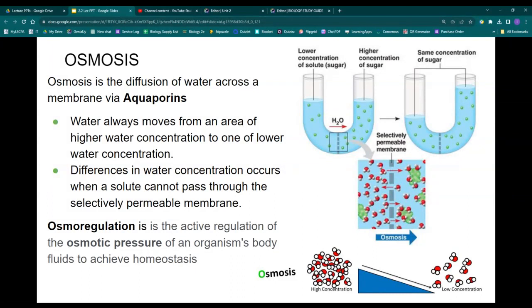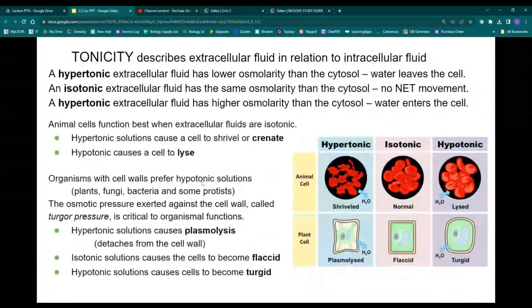Osmoregulation is the active regulation of osmotic pressure in an organism's body in order to achieve homeostasis. So in order for your cells to survive, they have to manage how much water enters and exits. Osmosis is still going to go from an area of high concentration to low concentration, but keep in mind that we're talking about high concentration of water molecules, not solutes. Tonicity is describing osmosis. So it's describing the extracellular fluid in relationship to the intracellular fluid. There's 3 different types of tonicity.